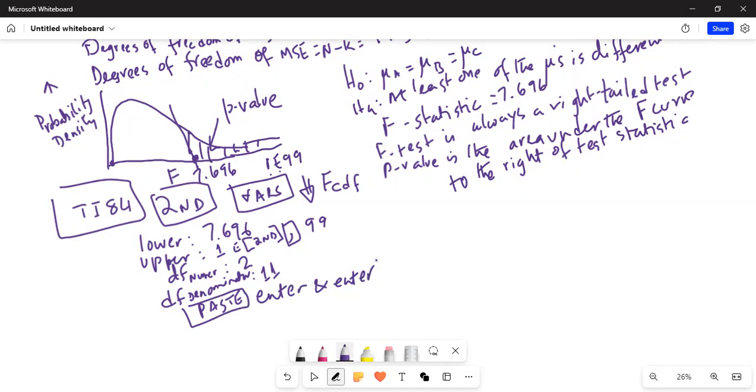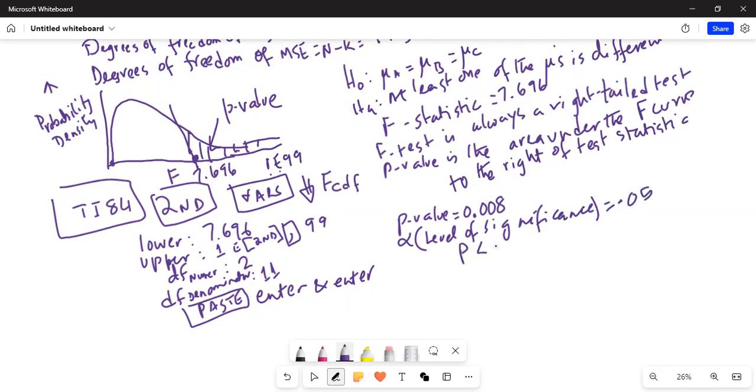Okay. 7.696. And paste, enter and enter. And the p-value is 0.008. Compare it with the alpha. Remember, alpha is the level of significance. It is 0.05, given. Okay. So p is less than alpha. Decision: reject H0. Reject H0 because p is less than alpha.